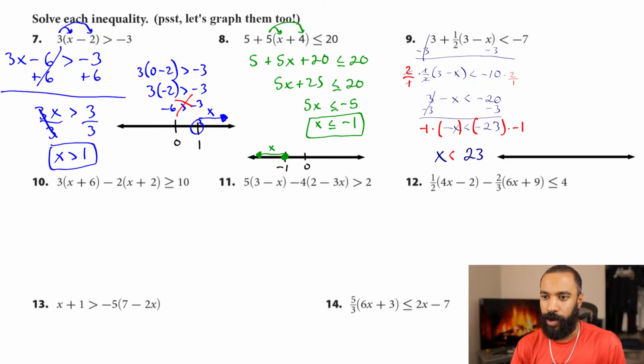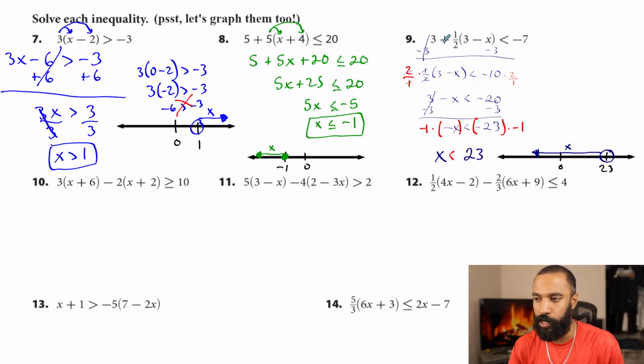I'll place 0 on here. Here's 23, wherever. Cool. Now, x is anything that's less than 23. So here, open circle, not including 23. And let's go to the left here with this arrow, and all these numbers can represent x as a solution to the original inequality. Now let's see if this works.